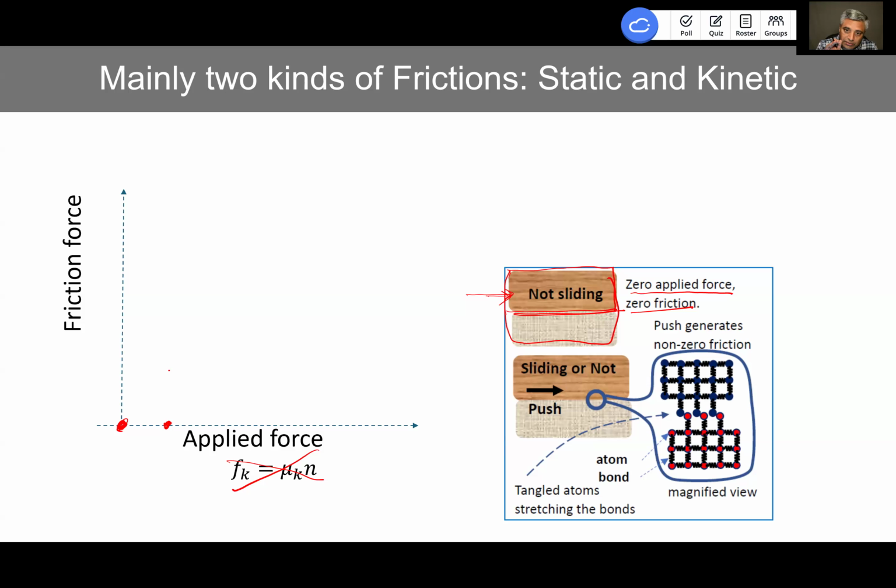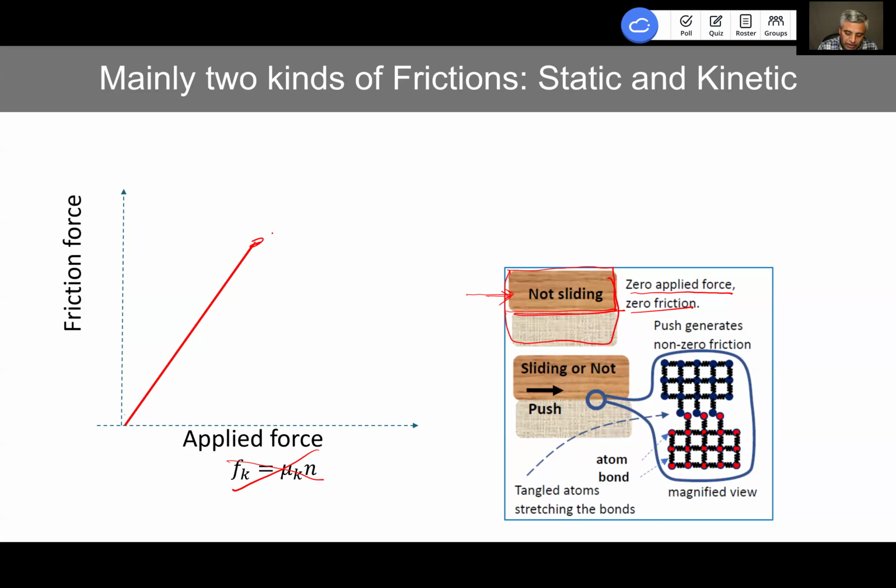And if you gradually increase that applied force, eventually at one point you will feel like, oh, the couch is almost moving, it's about to move. Until that point, the applied force and friction force are exactly equal. So that means this line passes through the middle of these two axes, showing that applied force and friction force are the same.